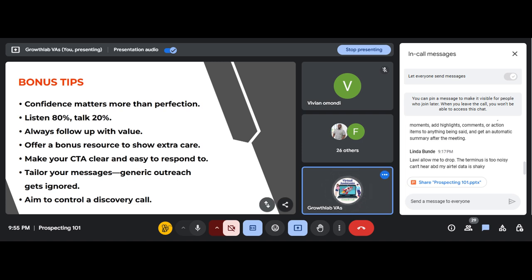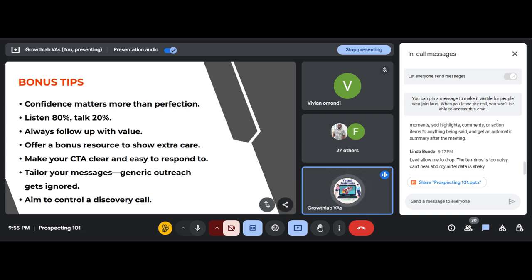Then make your messages personal. If you're writing one email to 400 people, there's a high probability that it will look rigid. It will just look like a generic message, and it will outrightly be ignored.